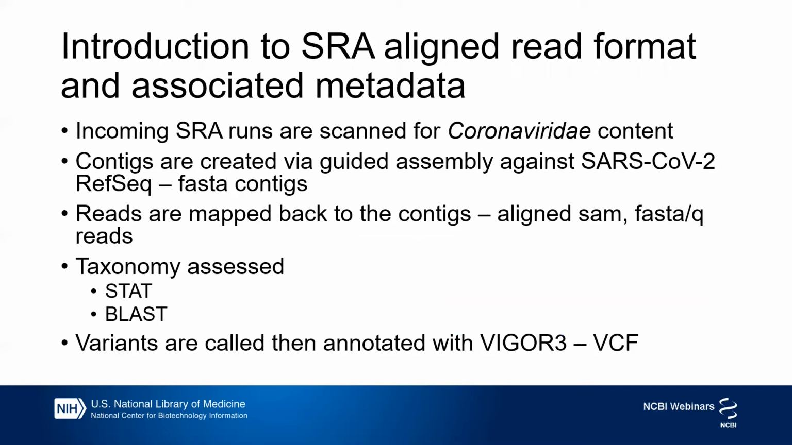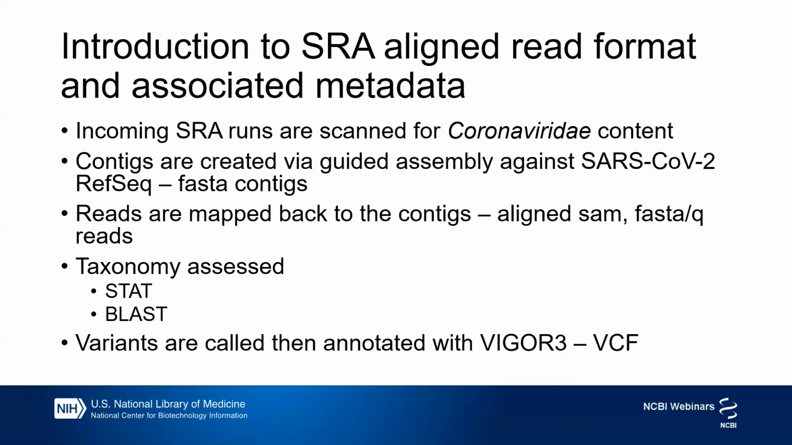So I've mentioned now the SRA aligned read format. What is that? So I told you that all incoming SRA runs are scanned for coronavirus content, scanned for all types of content. But in particular, if we find any runs that have at least 100 hits to coronavirus, and they're from the Illumina platform, and have an average read length of at least 75 base pairs, then that is selected for further analysis. And we then make contigs out of those using guided assembly against the SARS-CoV-2 RefSeq record.